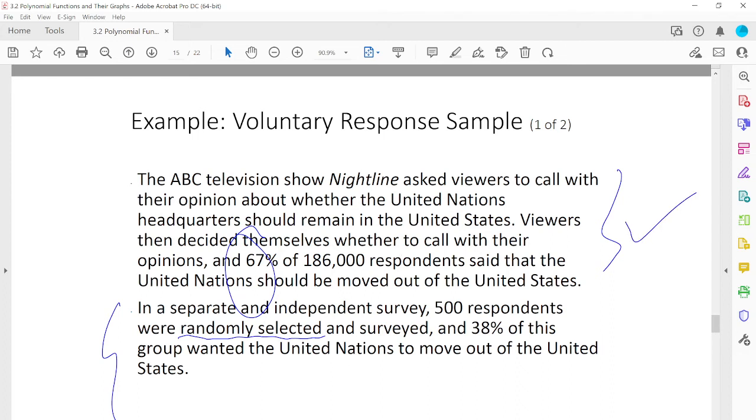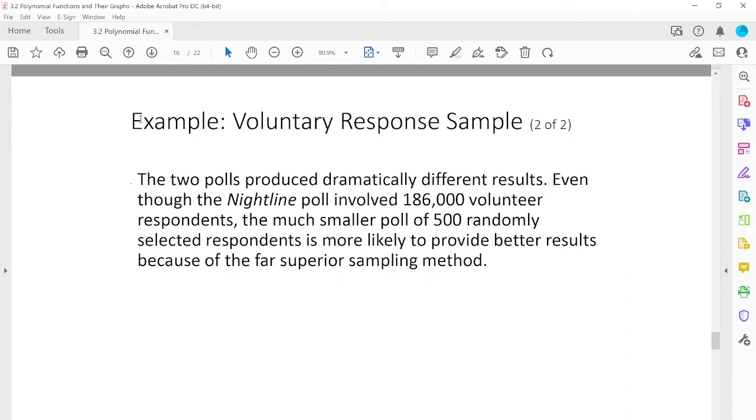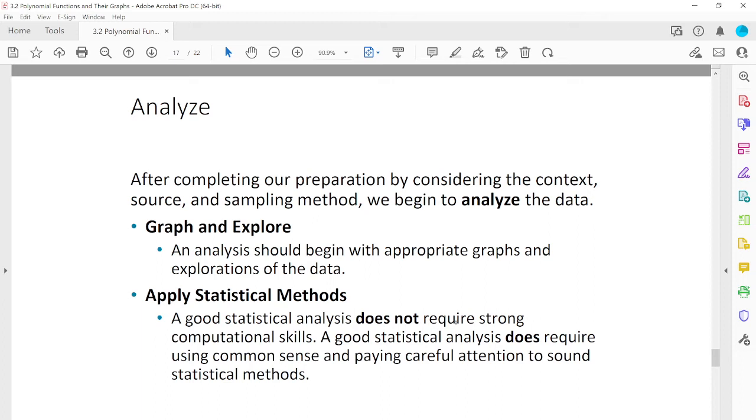This survey method is not reliable because it's a voluntary response sample, and this one is reliable because it's randomly selected. The two polls produce dramatically different results. Even though the Nightline poll involved 186,000 volunteers responding, the much smaller poll of 500 randomly selected respondents is more likely to provide a better result. So always keep in mind, a voluntary response sample might not provide the right or correct result. And after that, the preparation phase, now we are in the analyzing phase.